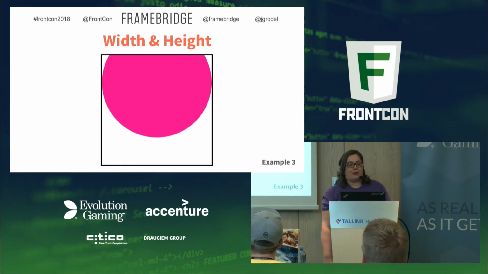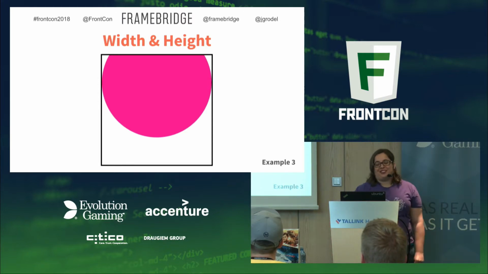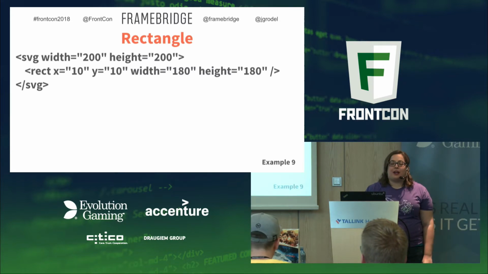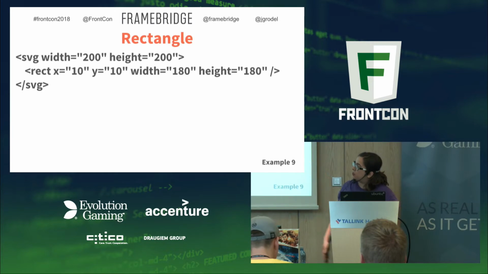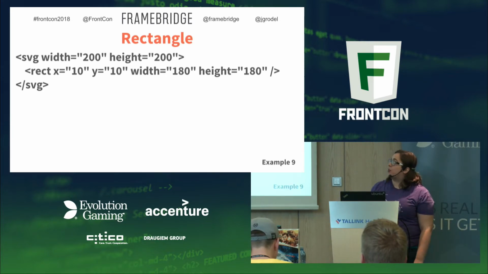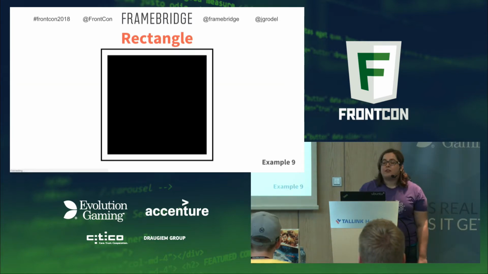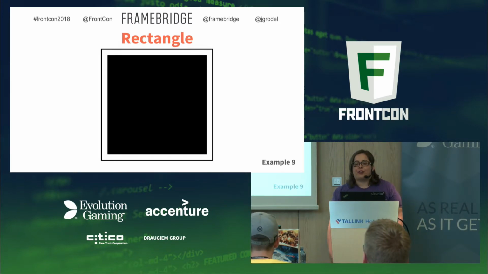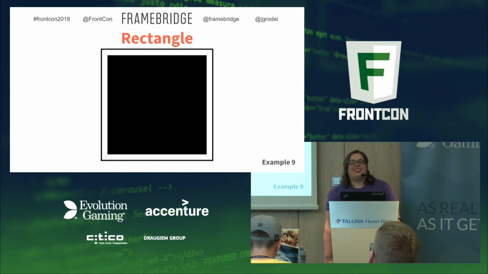So with a circle, we were defining it from the center of the circle, but that isn't the case with all elements in SVGs, such as rectangles. In a rectangle, we're going to define it based off of the upper left-hand corner. That x and that y, x equals 10, y equals 10, is going to be the upper left-hand corner, and then we have a width and a height of 180. And here we go. Here is a square with a 10-pixel border all the way around.